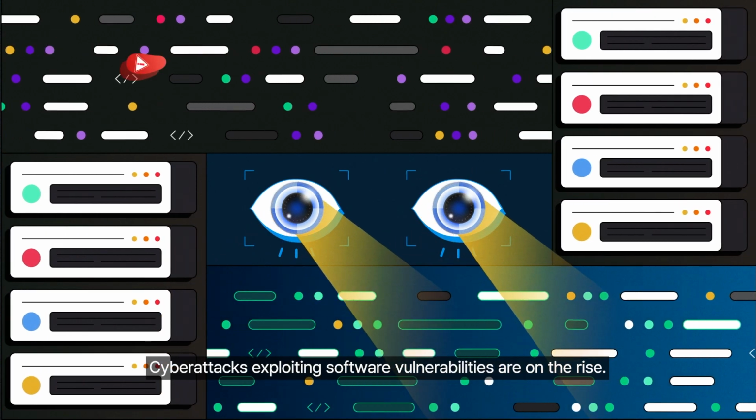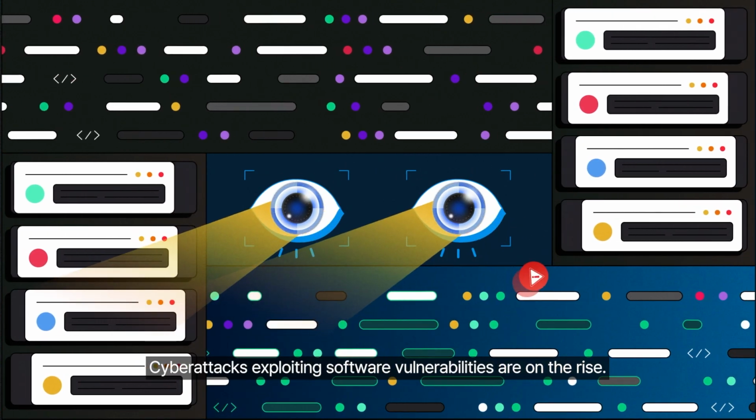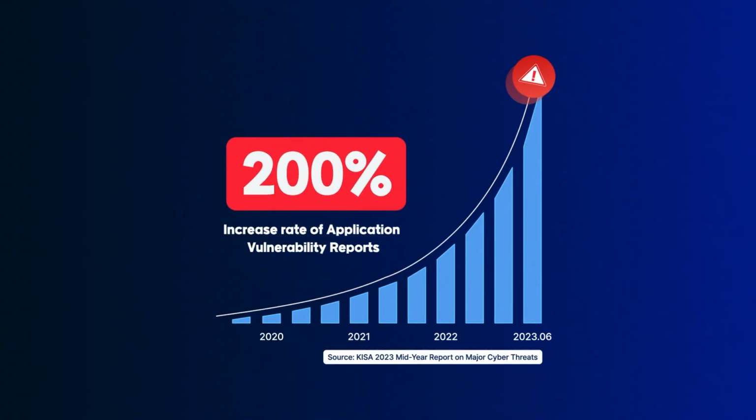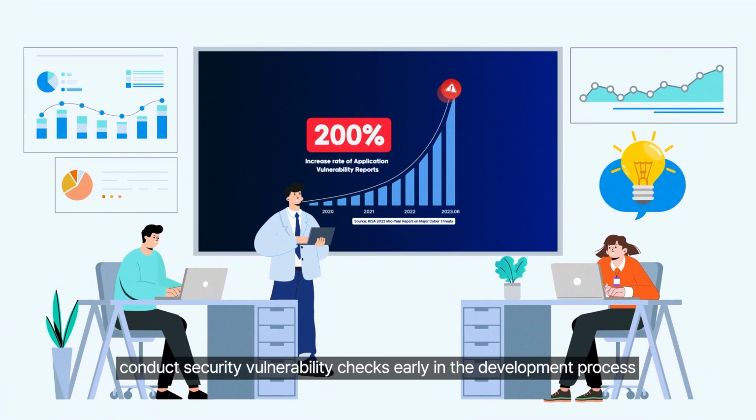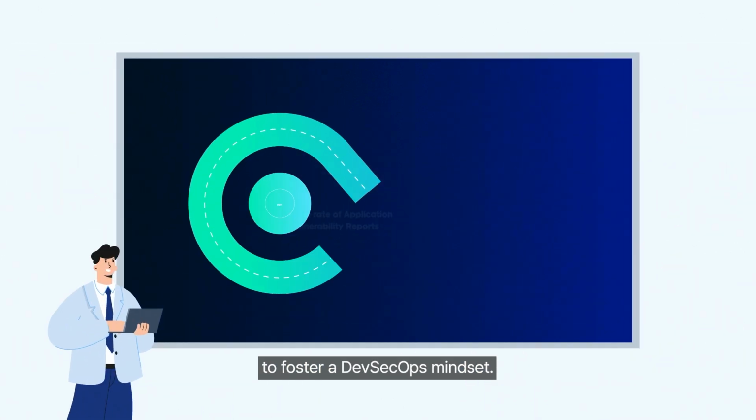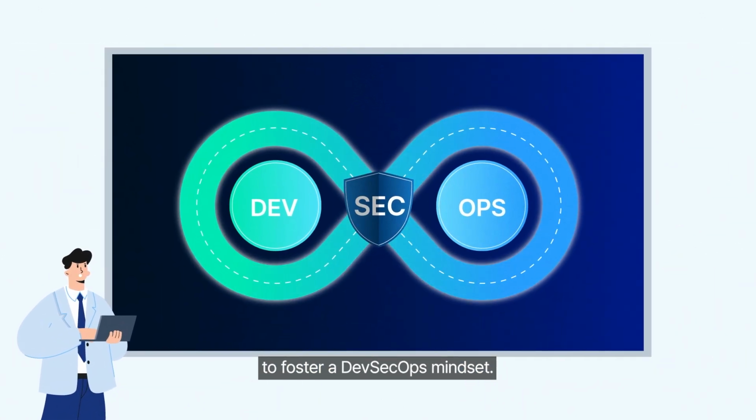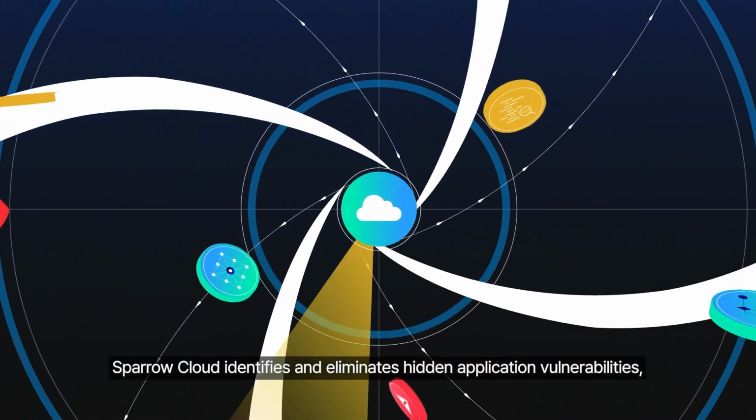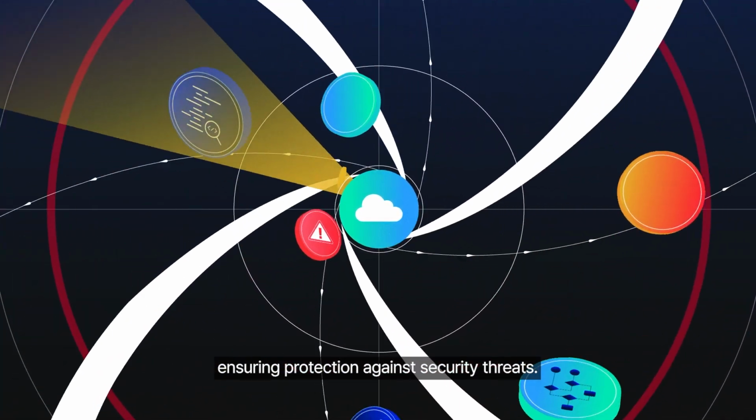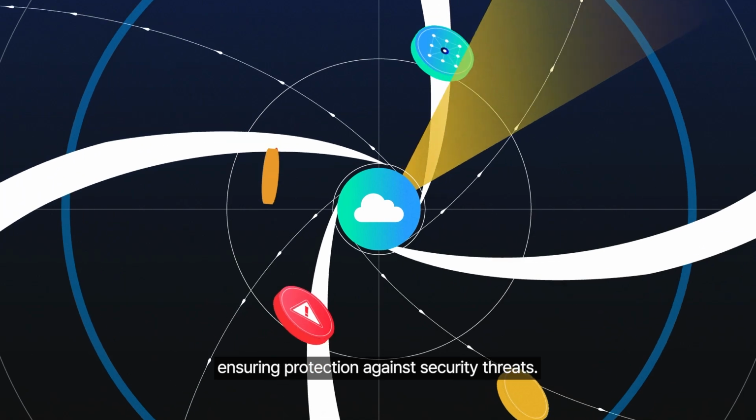Cyber attacks exploiting software vulnerabilities are on the rise. To enhance cybersecurity, conduct security vulnerability checks early in the development process to foster a DevSecOps mindset. Sparrow Cloud identifies and eliminates hidden application vulnerabilities, ensuring protection against security threats.